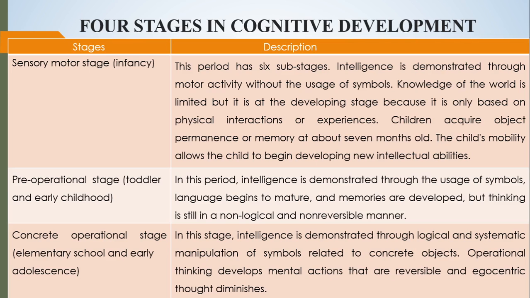Pre-operational stage, that's toddler and early childhood. In this period, intelligence is demonstrated through the usage of symbols, language begins to mature and memorizing is developed, but thinking is still in a non-logical and non-reversible manner. The other one is the concrete operational stage, elementary school and early adolescence. In this stage, intelligence is demonstrated through logical and systematic manipulation of symbols related to concrete objects, operational thinking or developmental actions that are reversible, and egocentric thought diminishes.